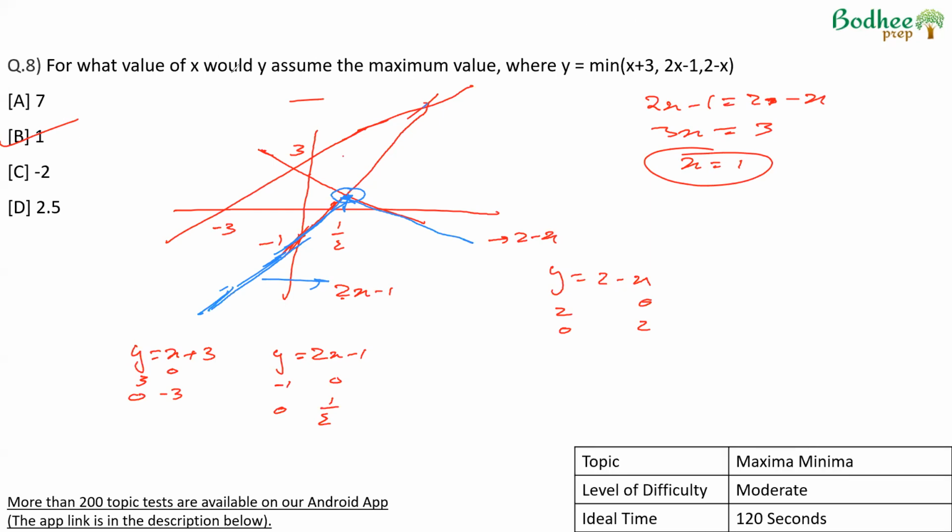This probably would be a moderate to slightly difficult question because we'll have to find out intersection points and there are three lines. So that is the only challenge, about 2 to 2.5 minutes to solve.